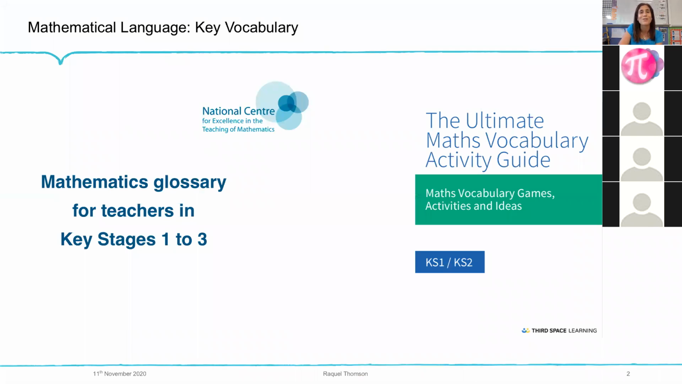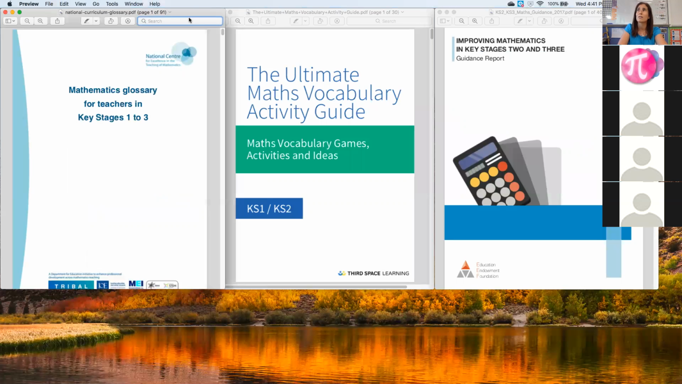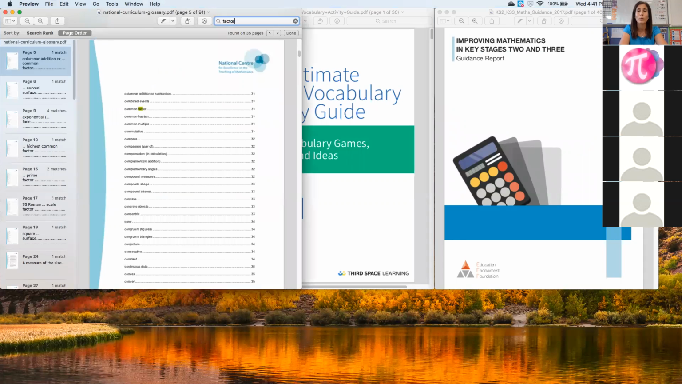I should point you to a few documents that I find very useful when I am trying to get to grips with my subject knowledge and to really make sure that the children I'm teaching get the best experience of maths, which includes the language that is used. One of them is the Mathematics Glossary from the NCTM. It's fabulous. It's a PDF, and you just search, say you want to look for factors.